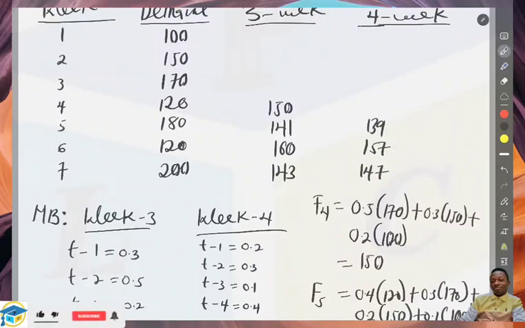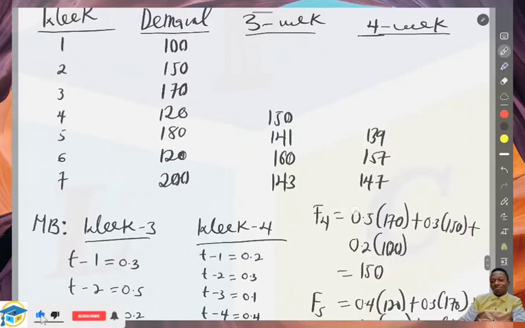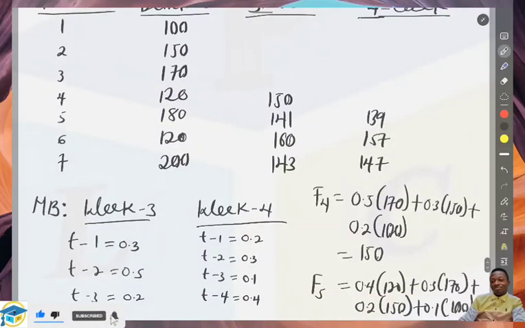and then week 7 to be equal to 147. So this is how we also would forecast using the weighted moving average. It depends on the set of data you're asked to use and the weights that will guide you on how to forecast for the coming period. The most recent data will take the highest weight in that order. So let's take note of that.